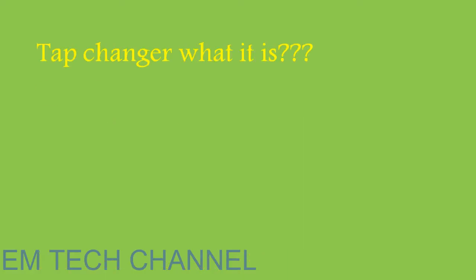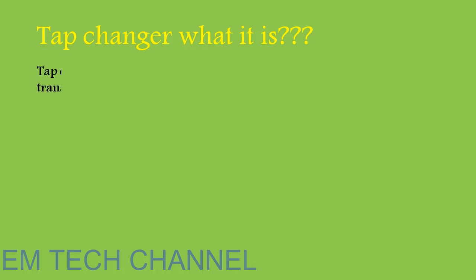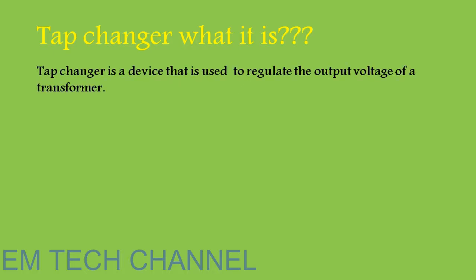What is a tap changer? By definition, a tap changer is a device that is used to regulate the output voltage of a transformer. Why do we need to regulate the output voltage? Because all the loads are connected to the output of the transformer, that is the secondary side. So it is important that we regulate the output voltage of the transformer. If not, the devices may malfunction or get damaged due to fluctuation of the voltage, if any, from the output side of the transformer.